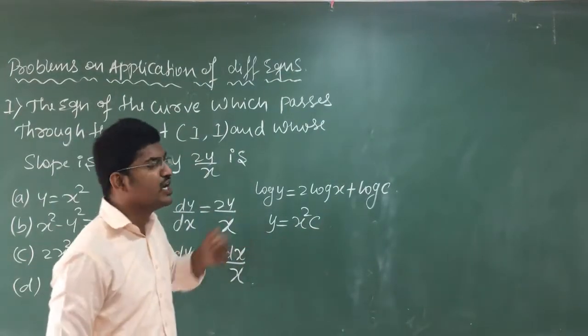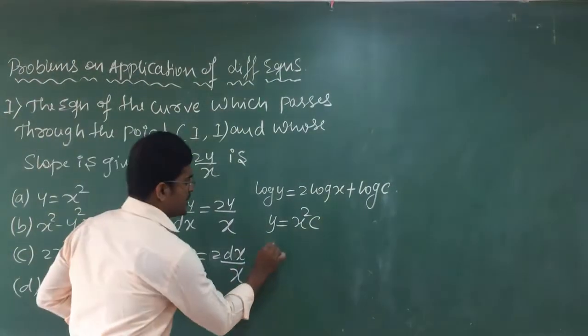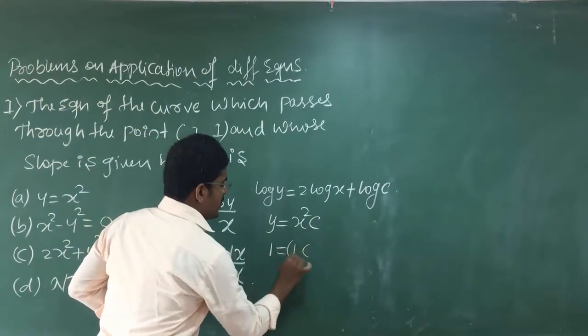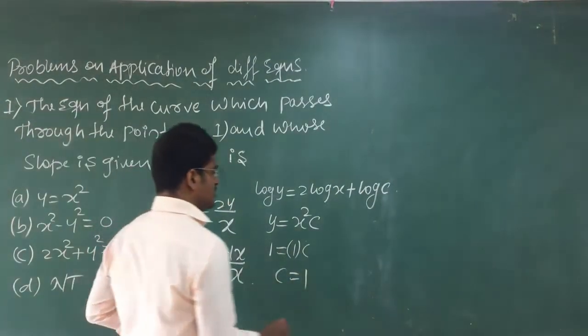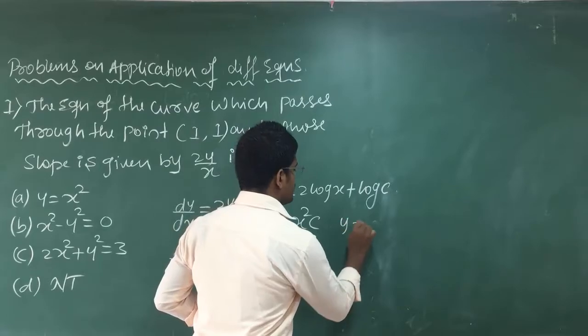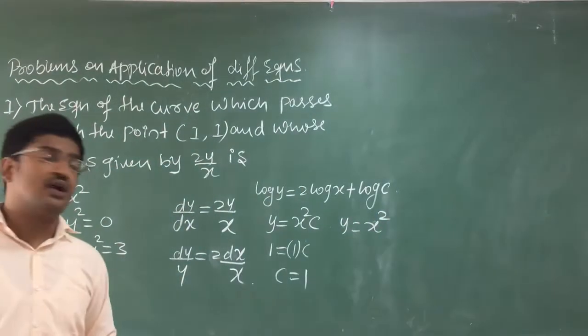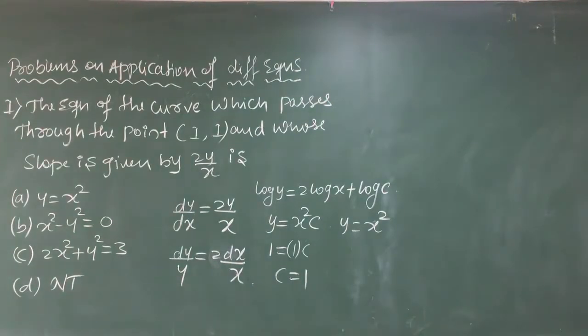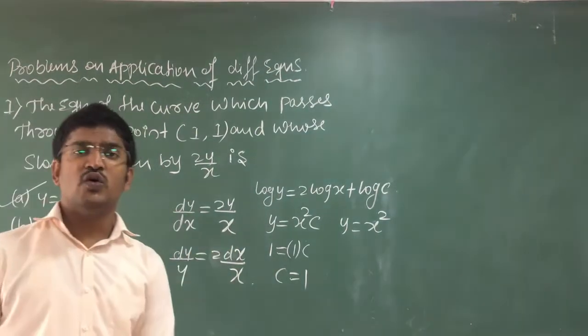So this is the curve passing through what? 1, 1. So if I write, it will be equal to 1. So c is equal to 1. Then your answer is y equal to x square. So your solution is y equal to x square. So what is your answer? Answer is option A, where the solution will be in the form of y equal to x square.